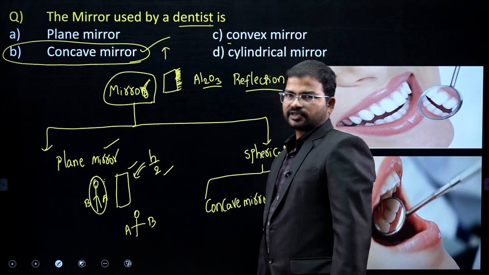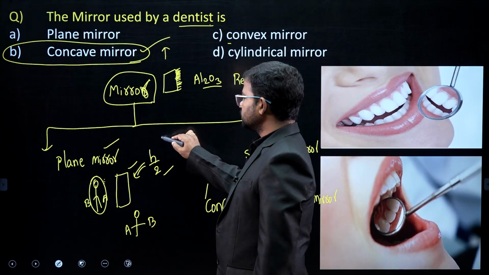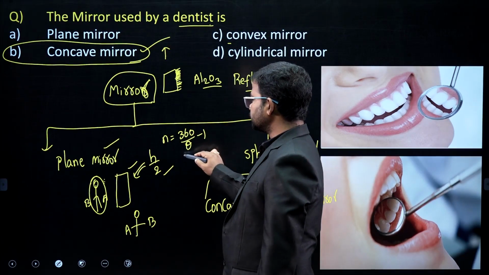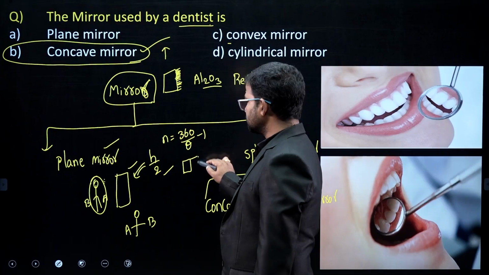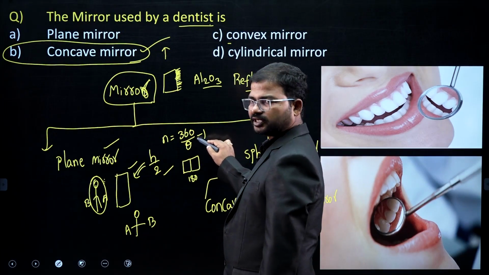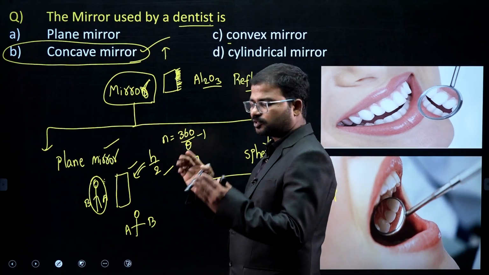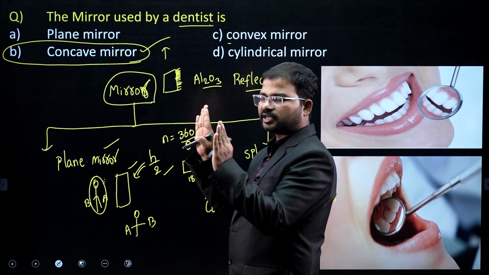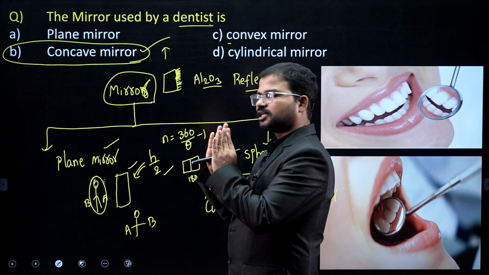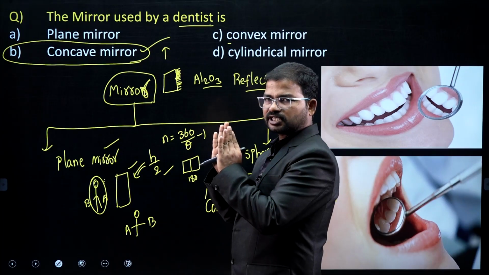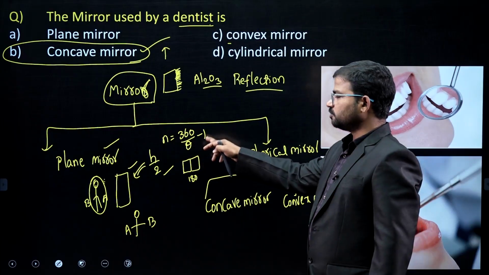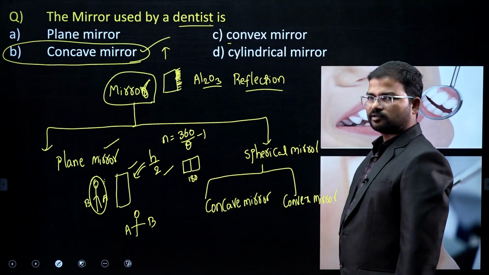Next, how many images do we get? For that we have to use this formula: the number of images n is equal to 360 by theta minus 1. Suppose you consider two mirrors where the angle is 180, then 360 by 180 minus 1 gives one image. Suppose we consider two mirrors merged with one another like this, and the angle is, for the sake of convenience, 90 degrees. Then how many images do we get? 360 by 90 minus 1, so 3 images. You should also remember the formula.